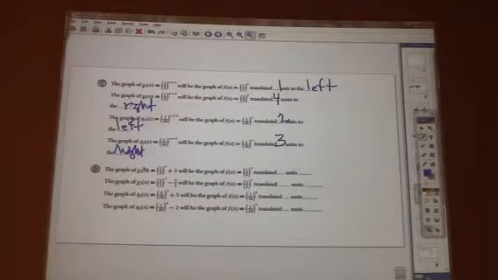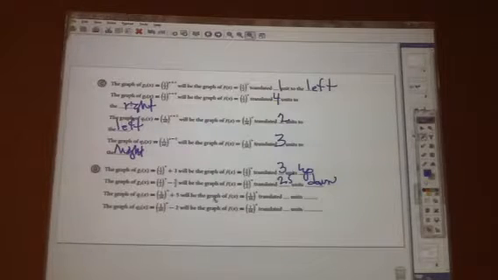Part D, the graph of g of x equals 1/2 to the x plus 3 will be the graph of f of x equals 1/2 to the x translated 3 units up. The graph of g of x equals 1/2 to the x minus 5/2 will be the graph of f of x equals 1/2 to the x translated 2.5 or 5/2 units down.